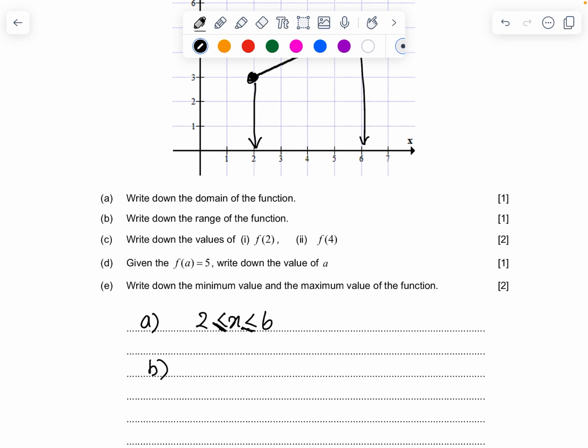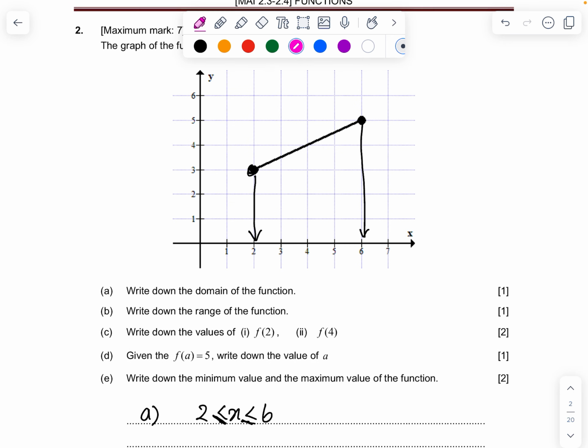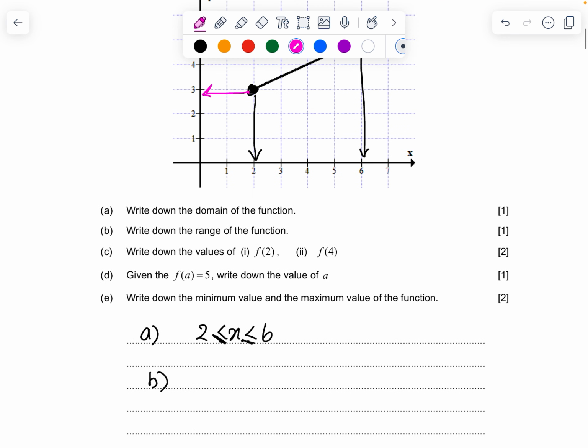Part B, range. For the range, we can see that y values are from 3 to 5. So y values lie between 3 and 5. Another method of writing the domain is a square bracket 2 comma 6, and for the range a square bracket 3 comma 5.